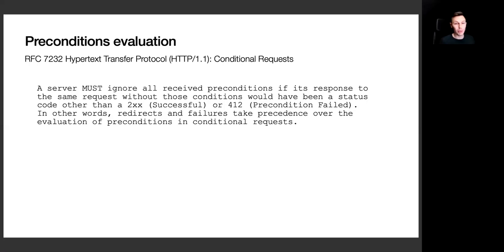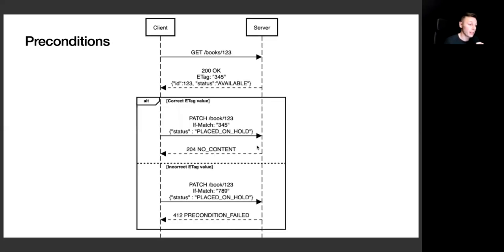We need to remember, though, that the precondition checks must also take place before the actual method semantics on the target resource, right? The idea of the If-Match header is that we give the server information about what representation of a particular resource we expect the server to have, and the If-Match header in our case should be equal to the current version, the current value of the E tag.